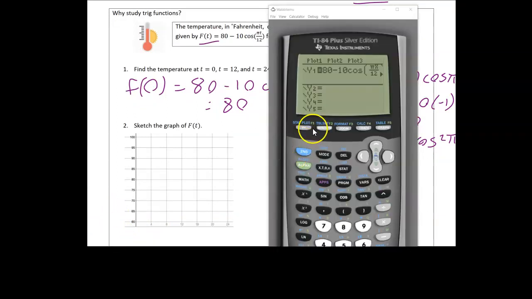Okay, so I went ahead and typed in my function, and I'm going to hit second and then graph to get the table. And here's all of the values of the function. Notice we're going by 4s. So I can start to just plot these. So at 0, I'm going to plot a 70.